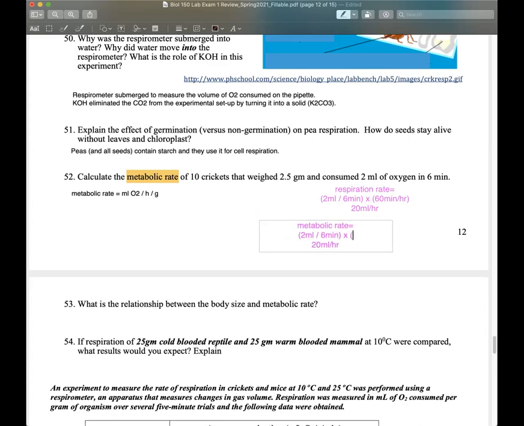So for our metabolic rate, 20 mils per hour divided by 0.25 grams. And what does that come to? So basically 20 divided by 0.25. If you did that, would you have to divide the 2 milliliters of oxygen by 10 as well to get the individual consumed rate per cricket?